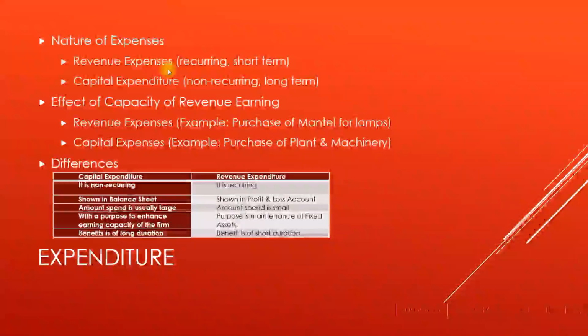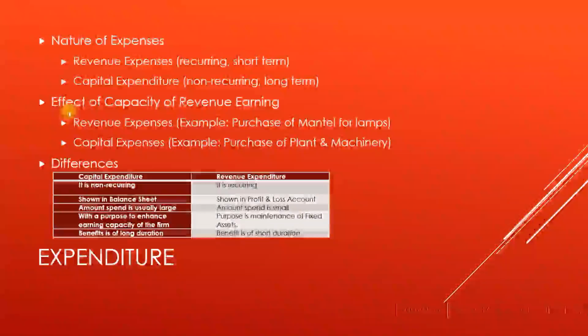Capital expenditure is similarly any non-recurring expenditure, with the exception when materiality concept is applied to recognize a particular expenditure as revenue expenditure. For instance, purchasing of a wall clock for rupees 500 is a non-recurring expense, but application of materiality concept makes it a revenue expenditure. Some of the examples of capital expenditure are purchase of plant and machinery, land and buildings, motor car, etc. So that is based on nature of expenses.